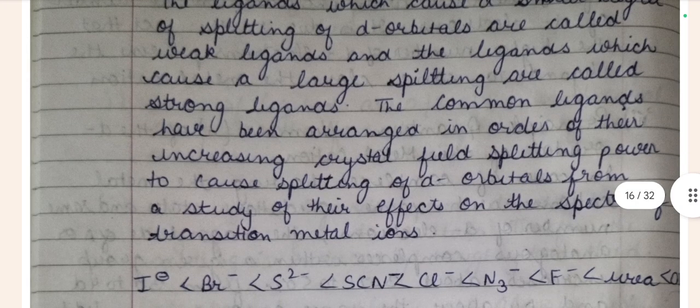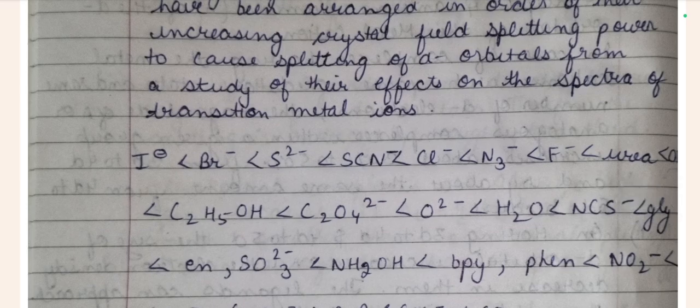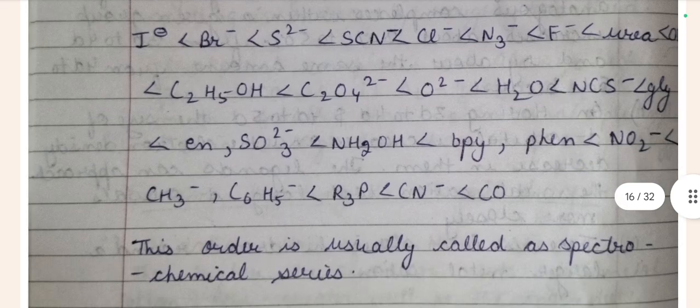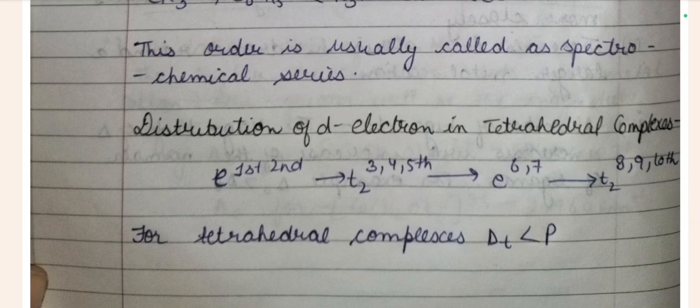The common ligands have been arranged in the order of their increasing crystal field splitting power, from a study of their effect on the spectra of the transition metals: I⁻, Br⁻, S²⁻, SCN⁻, Cl⁻, N3⁻, F⁻, urea, OH⁻, C2H5OH, C2O4²⁻, O²⁻, H2O, NCS⁻, gly, en, SO3²⁻, NH2OH, bpy, phen, NO2⁻, CH3⁻, C6H5⁻, R3P, CN⁻, and CO. This order is usually called the spectrochemical series.